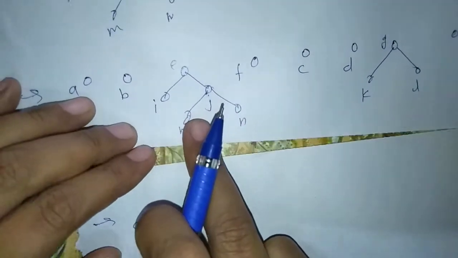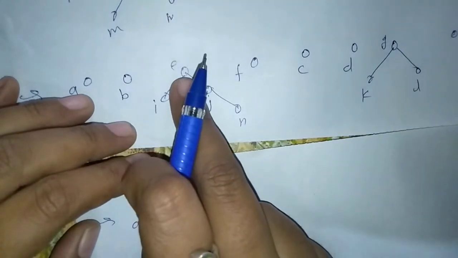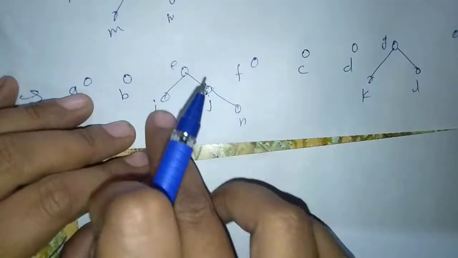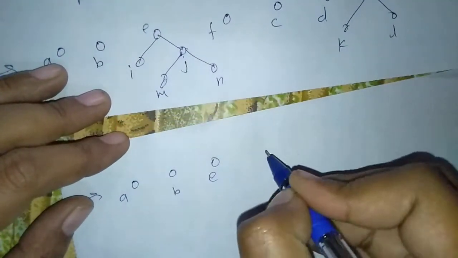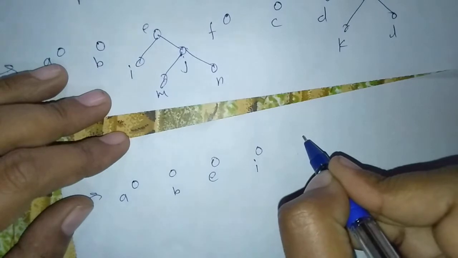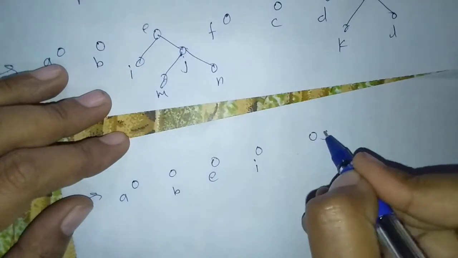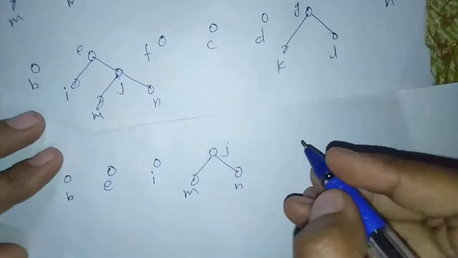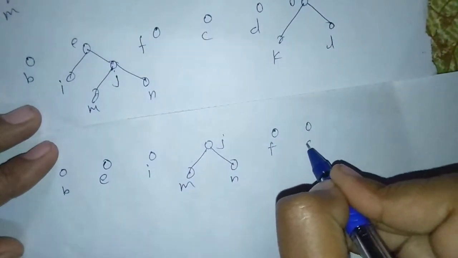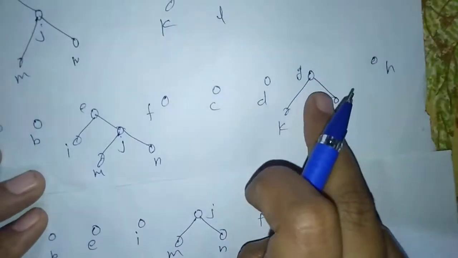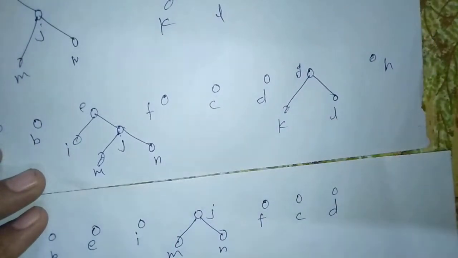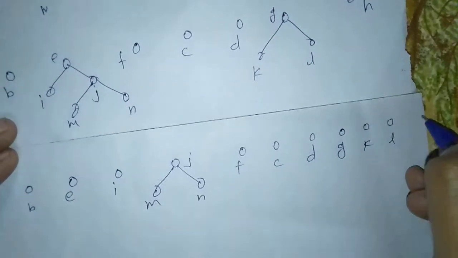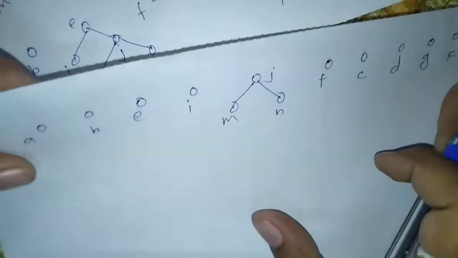Now this is the separate ordered rooted tree. E is nothing but the root and these are the subtrees of this tree. So first take E, next take I, next take J, M, N, next F, C, D as it is, and next G is the root and K, L are nothing but the subtrees. So first take root and next take subtrees and H as it is.